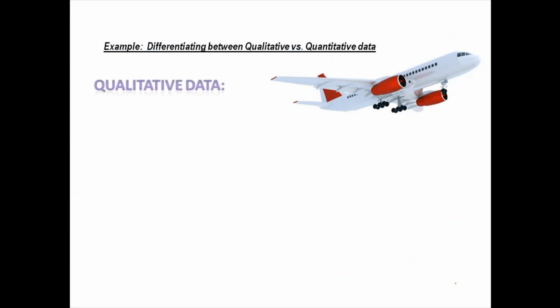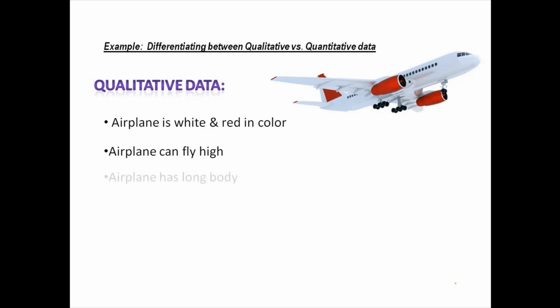As we know, qualitative data is descriptive information. Let's consider the airplane. The qualitative information of the airplane can be like the color of the airplane, that is white and red, and features of the airplane like it can fly high and it has a long body.